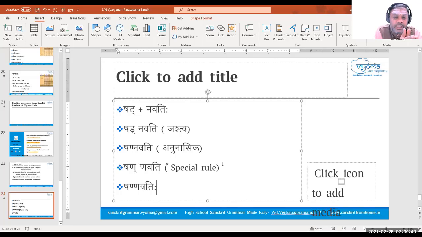The transformations on the left hand side and the transformations on the right hand side have to be treated independently and done. Now here the Nakara becomes Nakara and it's a transformation happening on the right hand side. The Takara is becoming Dakara and Dakara is becoming Nakara and is a transformation on the left hand side. So we have to carefully handle these kinds of Sandhis. That is why yesterday I didn't tell this Shannavati, because we had not studied Anunasika Sandhi yesterday. Now that we have studied Anunasika Sandhi, this can be done.